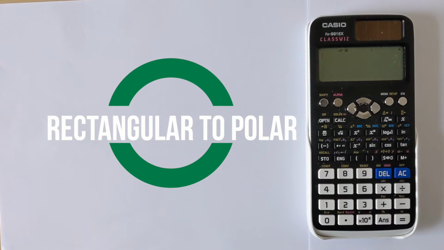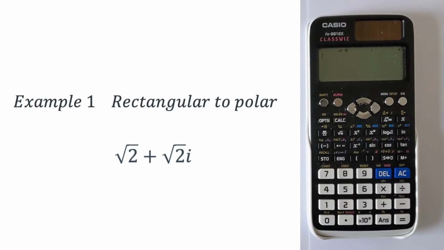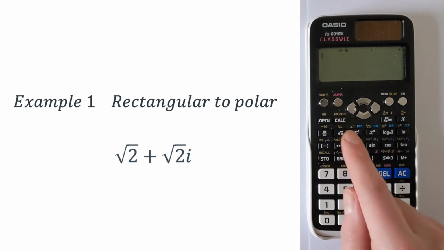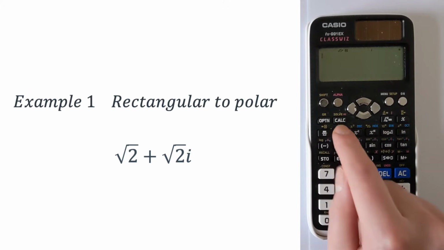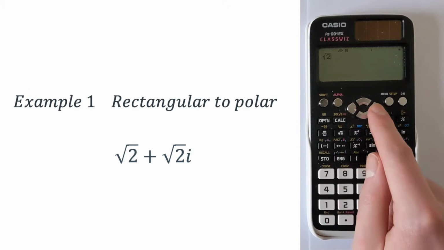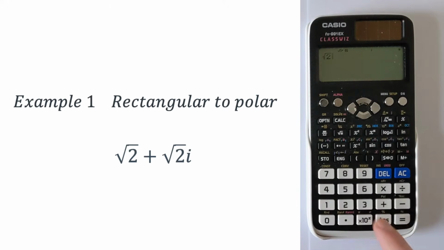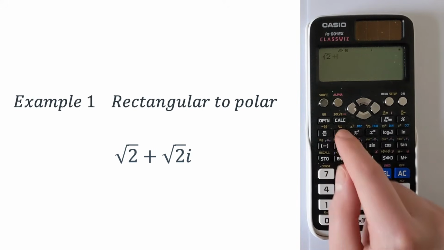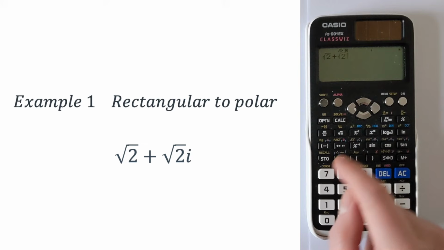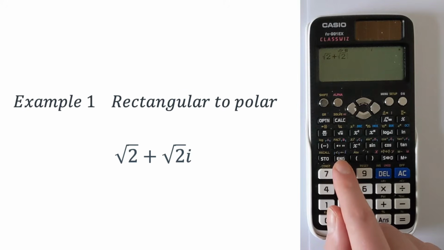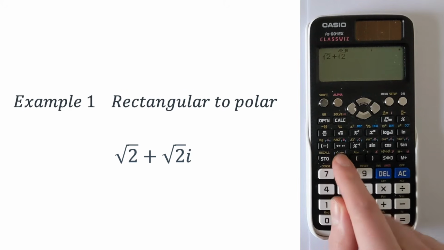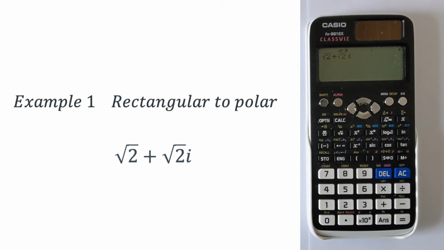So we're going to do an example of converting between rectangular and polar form, and we're going to look at root 2 plus root 2i because it gives quite a nice number. We need to enter this, so we go root 2, and then we need to use the arrow so that we're not putting it inside the square root, plus root 2, then the arrow again, and then on the ENG button you've got i, and that has now entered the complex number.